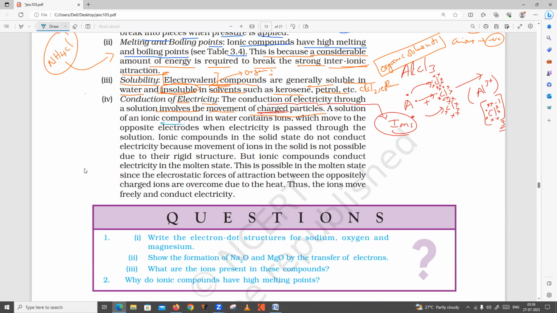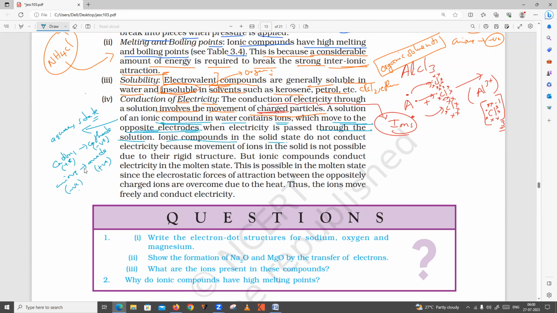So a solution of an ionic compound in water, which we call the aqueous state, contains ions which move to the opposite electrodes. Opposite electrodes means what? Cations will move to the cathode, and anions will move to the anode, because cations are positive and the cathode is negative, anions are negative but the anode is positive. They pass through the solution and move to the opposite electrode: positive to the negative electrode, negative to the positive electrode.